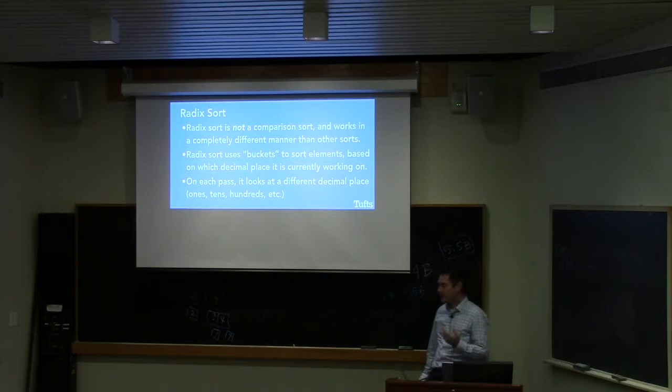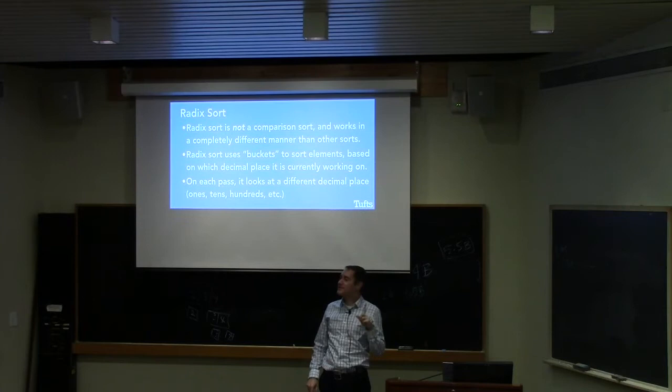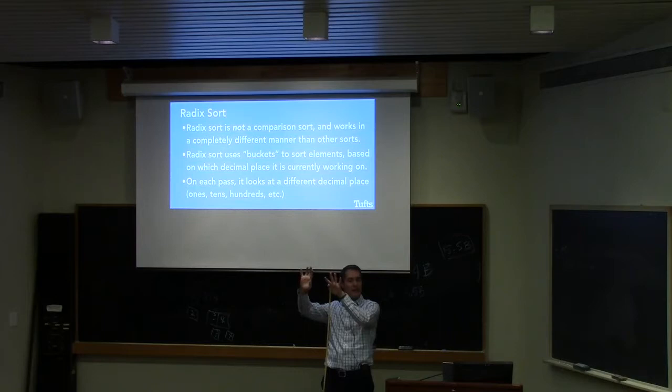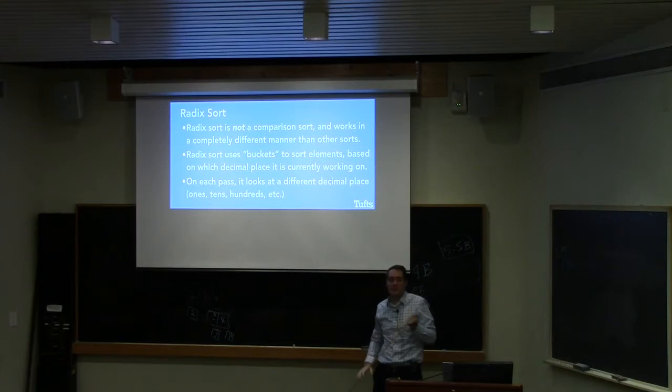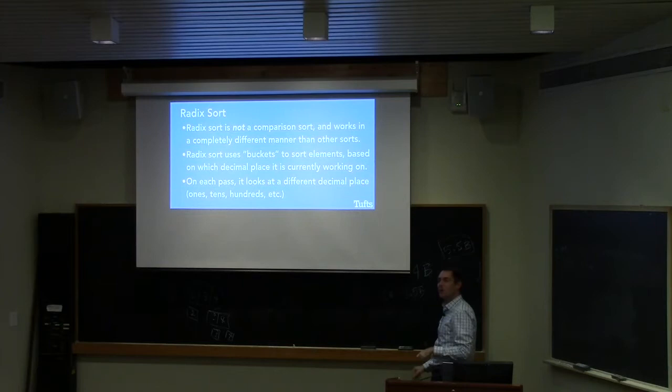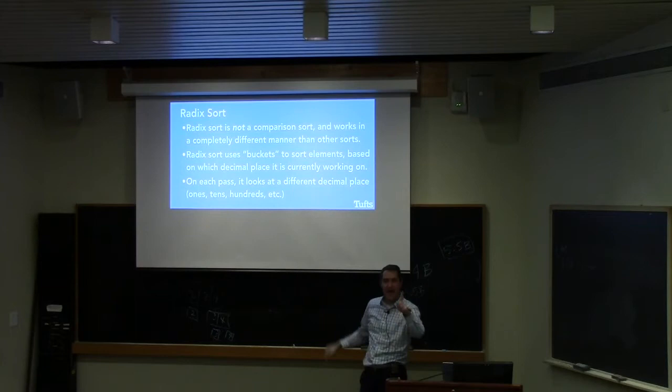The last one I want to talk about is a very cool and interesting sort. It is not a comparison sort. In other words, you're not taking two numbers and comparing them against each other. You're only comparing part of the numbers. This is like the trie of the sorting world, a very cool algorithm that is a little bit different. What it does is use these things called buckets. We're going to sort elements into buckets based on the decimal place we care about at the time.